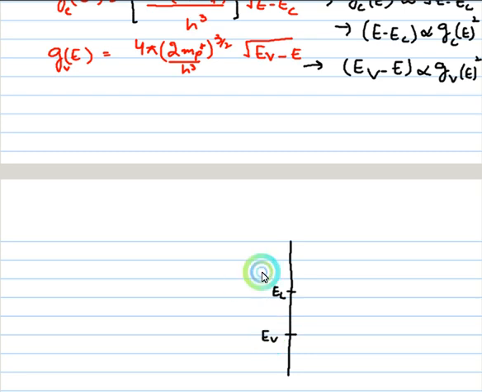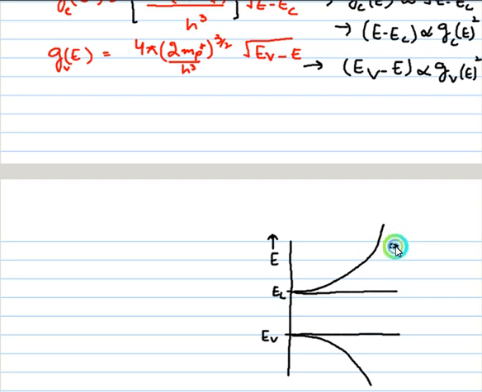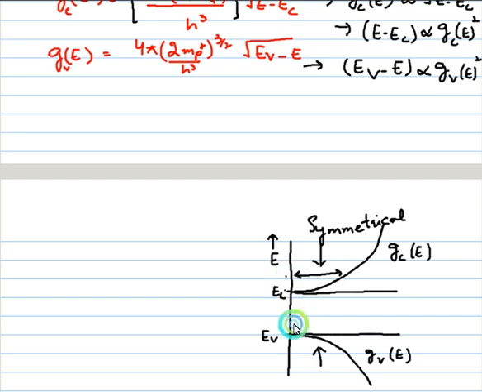So if we have to interpret the relationship between the energy and the density of states, Gc of E is proportional to the root of E minus Ec. That means as the energy goes on increasing above the bottom of the conduction band, the density of states increases as a square. That is, E minus Ec is proportional to Gc of E whole square. The same is the case with the valence band: EV minus E is proportional to Gv of E square. So as the energy goes below the top of the valence band, the density of states in the valence band increases.